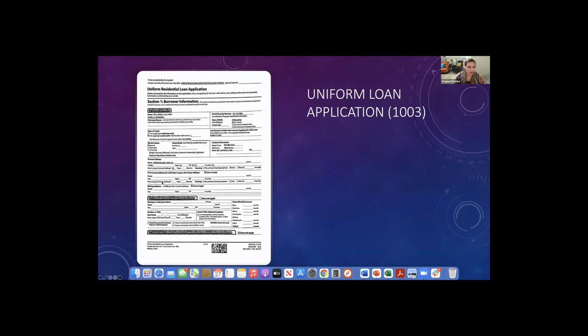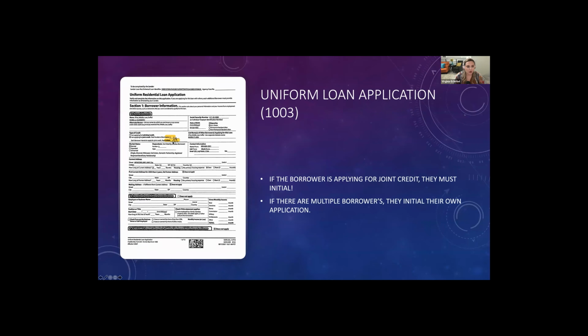Let's go to the corrected one. If the borrower is applying for joint credit, the borrower that's listed at the top must also initial. Now, if there are multiple borrowers, they're going to have their own applications, so they only really need to initial their own application. But if the borrowers all initial where it says, I am applying for joint credit, it's not going to get kicked back. It's just not necessary. So section 1A, there's going to be an initial if there's multiple borrowers.